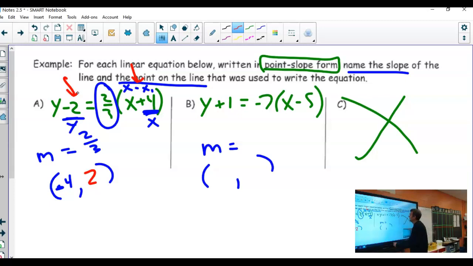And over here, the slope, of course, is -7. The x value is 5. And the y value was actually -1. You might think of that as just, it's the opposite of the sign in the formula. All right, that's it.